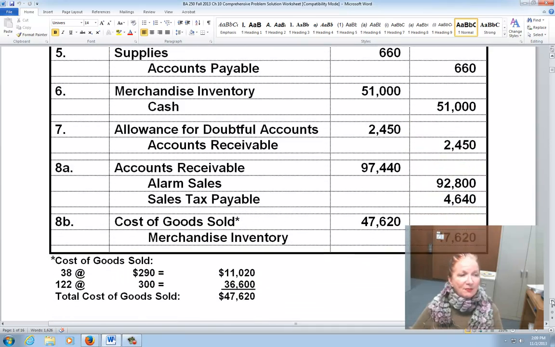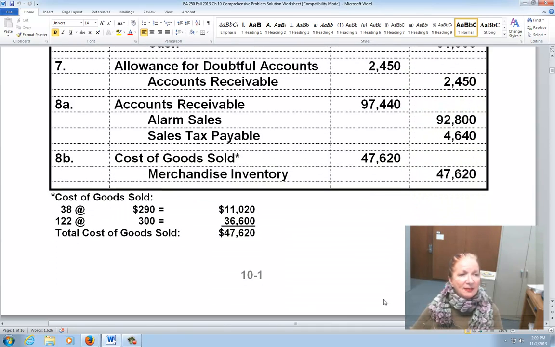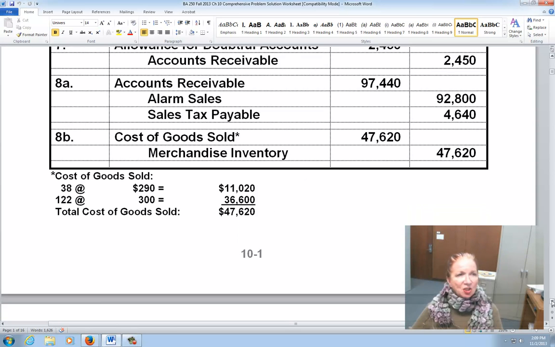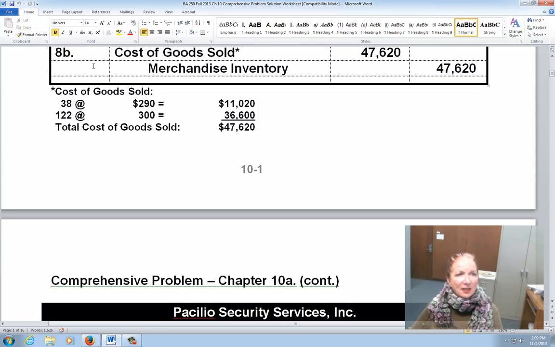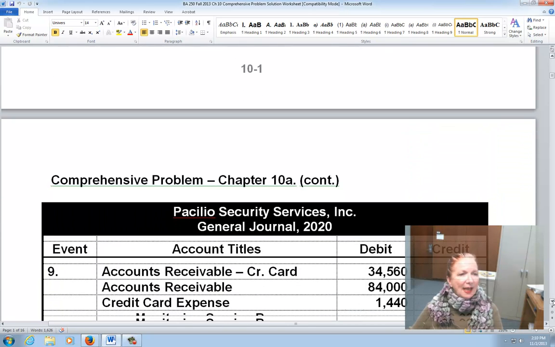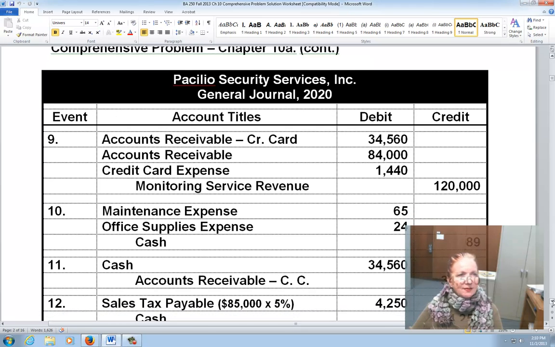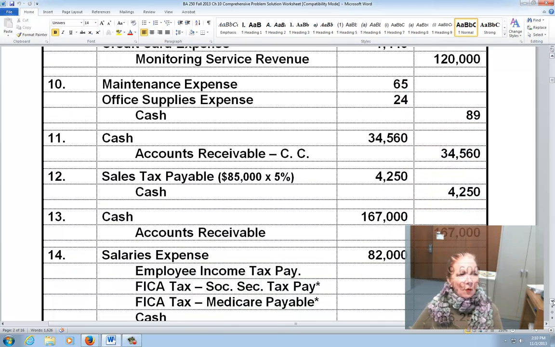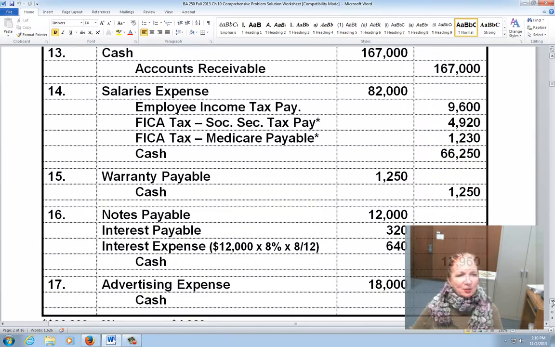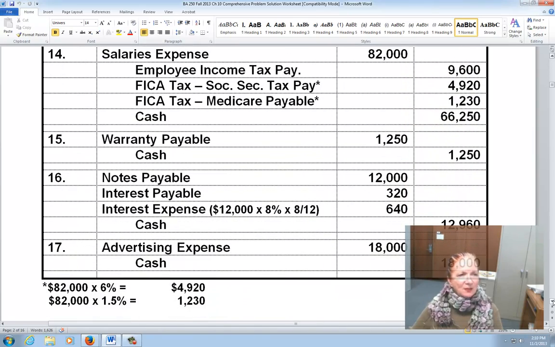So event number 4 is one that I've identified. There are these transaction calculations down here at the bottom of every sheet where there's a calculation that you have to do, so you want to be sure that you can do those calculations. And then we have the rest of the events here for the past chapters. Most of that information is past chapters.